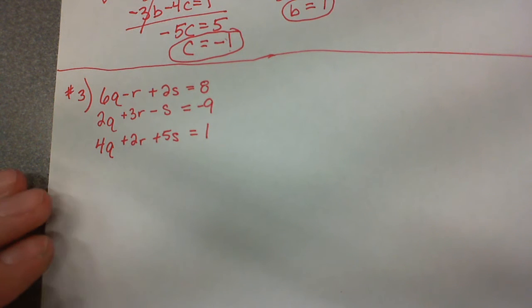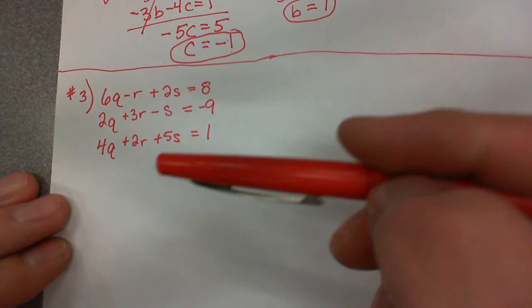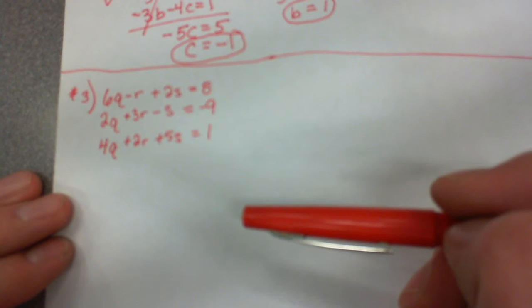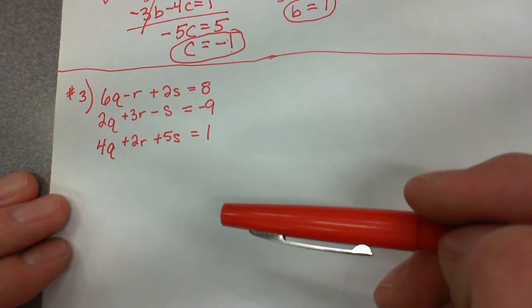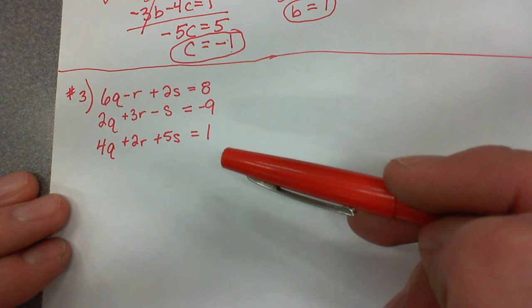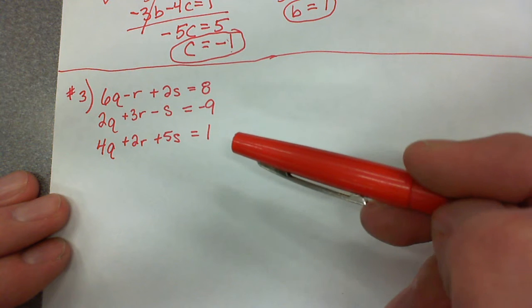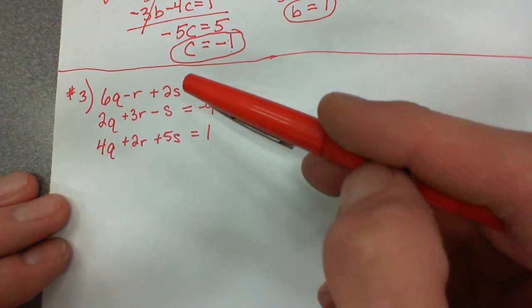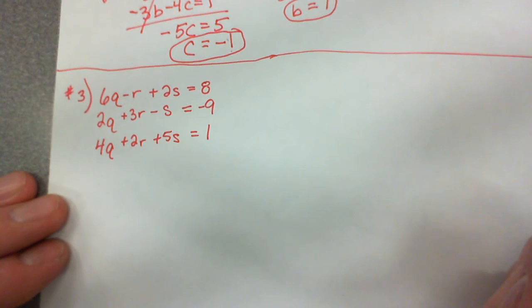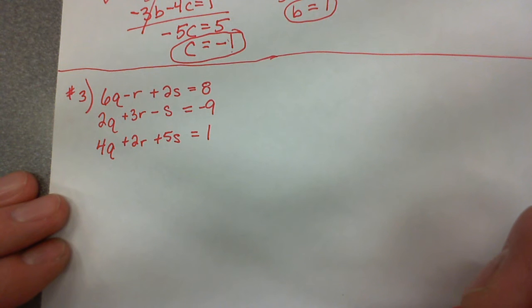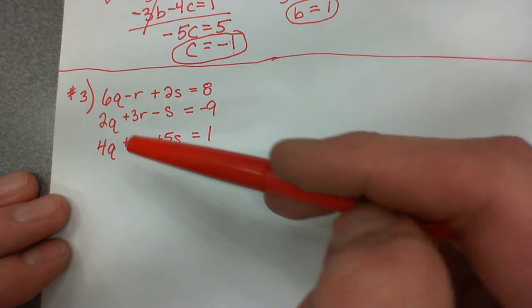Okay, on number 3, this again is from the homework. I decided to record a couple extra videos here for you. Again, trying to get down to 2 equations, 2 variables. And you notice that this time all 3 equations have all 3 variables. So we need to find one that would be easy to get rid of.